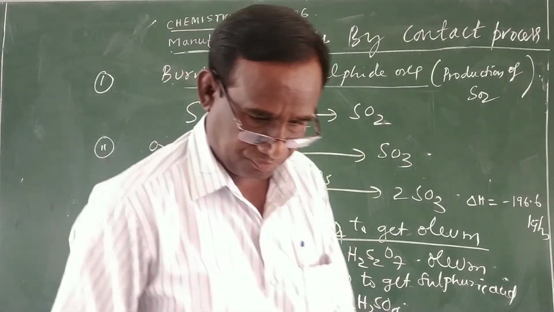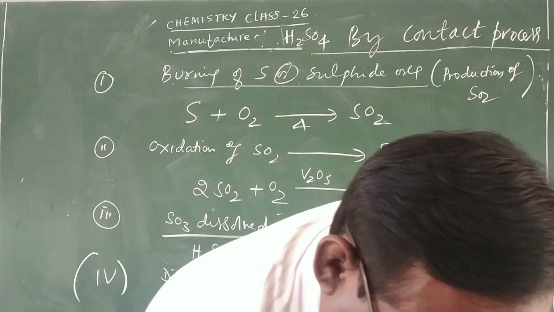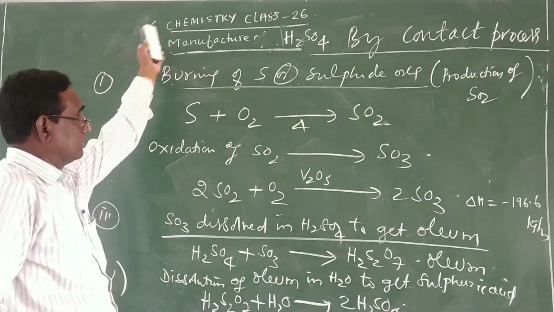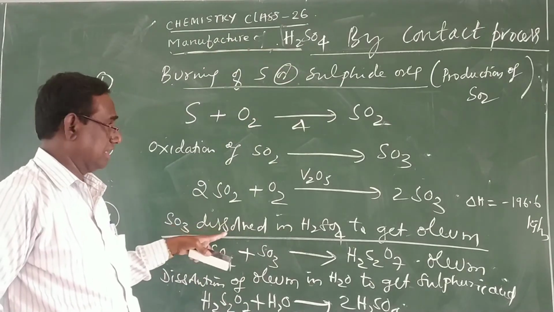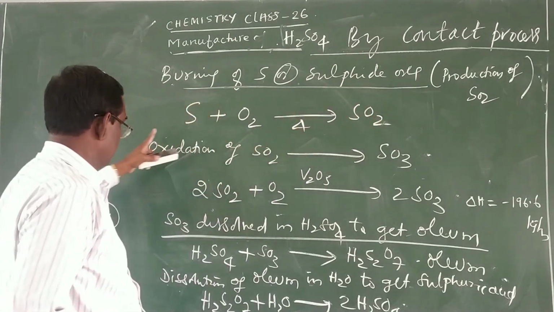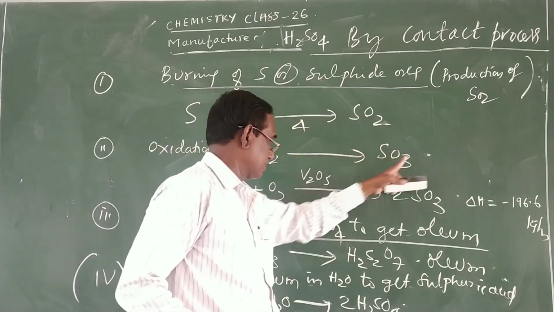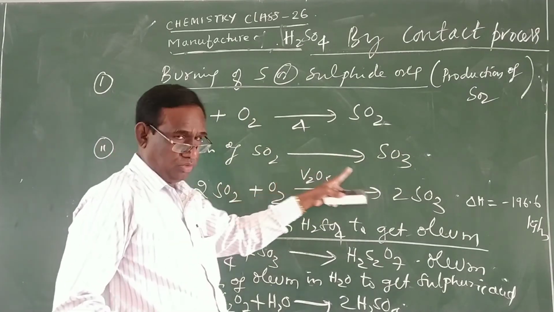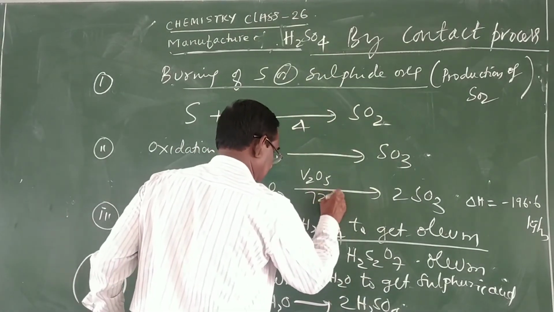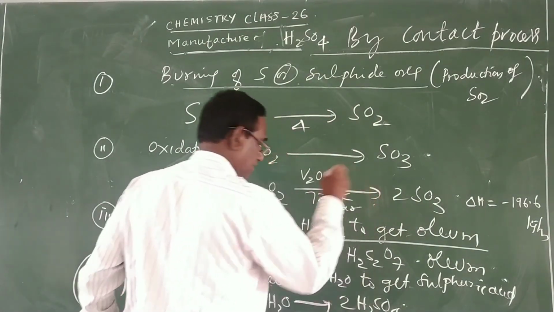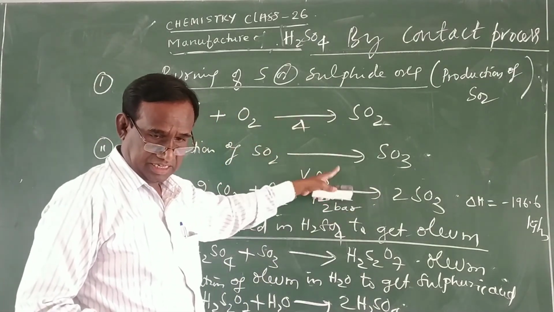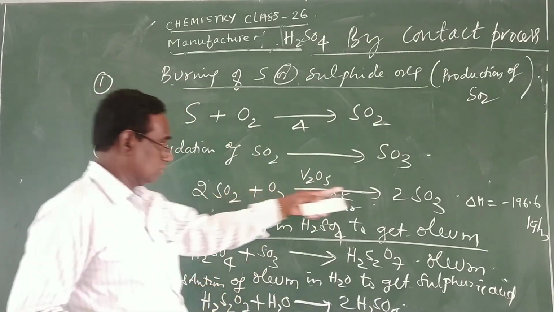That means, manufacture of sulfuric acid by the contact process, again I will explain. In the first step, burning of sulfur or sulfide ore into sulfur dioxide. In the second step, oxidation of sulfur dioxide into sulfur trioxide, that is 2SO2 plus O2 gives 2SO3. For this, we can write the temperature, 720 Kelvin and 2 bar pressure. How much? 720 Kelvin and 2 bar pressure, with vanadium pentoxide as catalyst. And it is also an exothermic reaction.